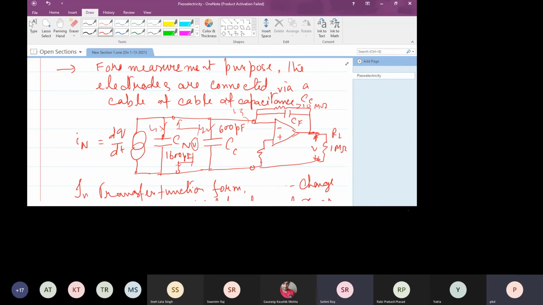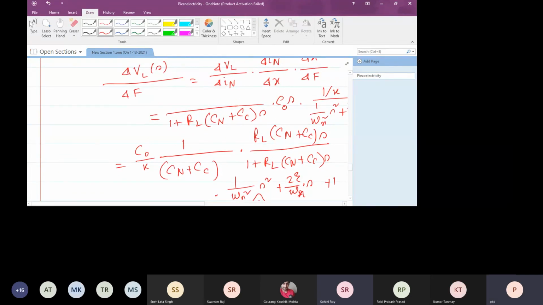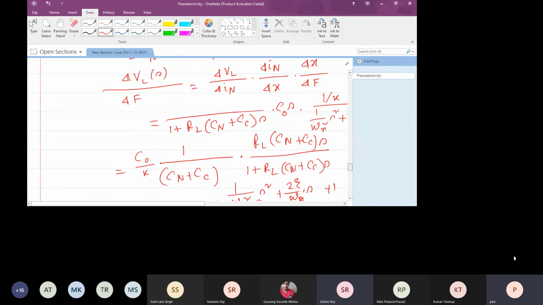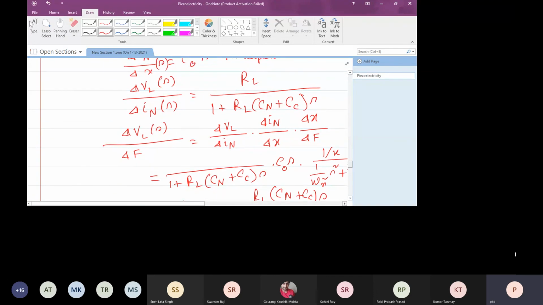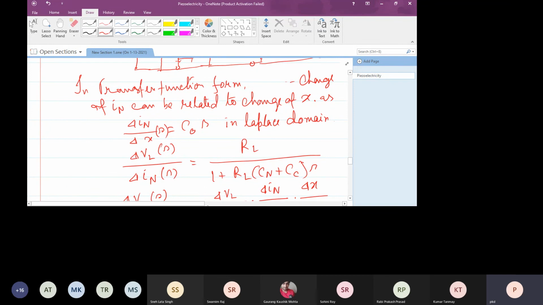Sir, can you please explain why the frequency response curve is like this? I mean, RF and CF are not playing any role. No, it is because here what is happening is that in the transfer function we have an s in the numerator. Okay. Yes, that's why. s is a derivative term, and why is s coming? S is coming because of this term, because delta in by delta x is equal to C0 s.